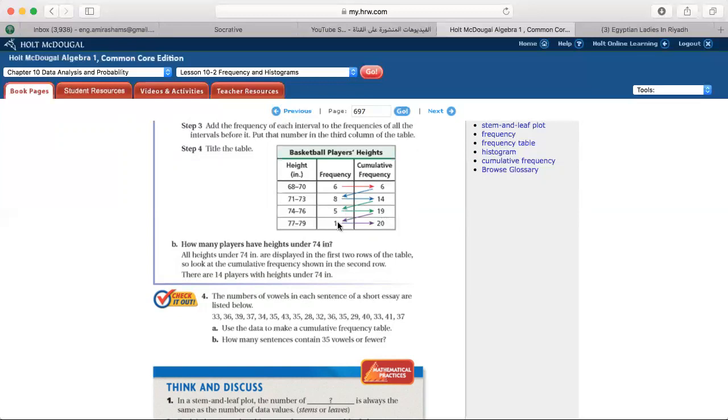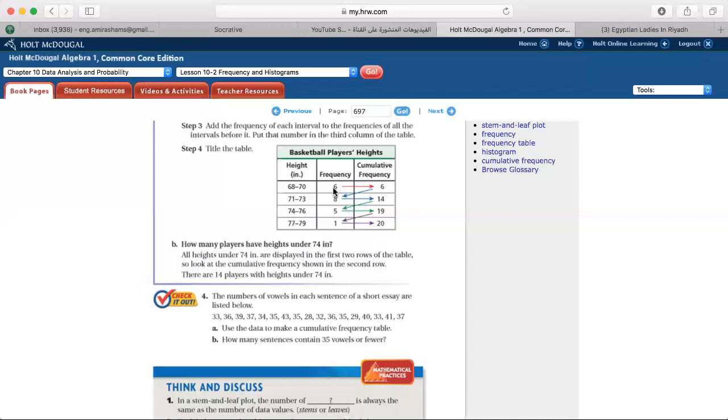For the last one, 1, I add the frequency and all the frequencies above it, which is 6 and 8 and 5 and 1. 1 and 5, 6. 6 and 8, 14. 14 and 6, 20.